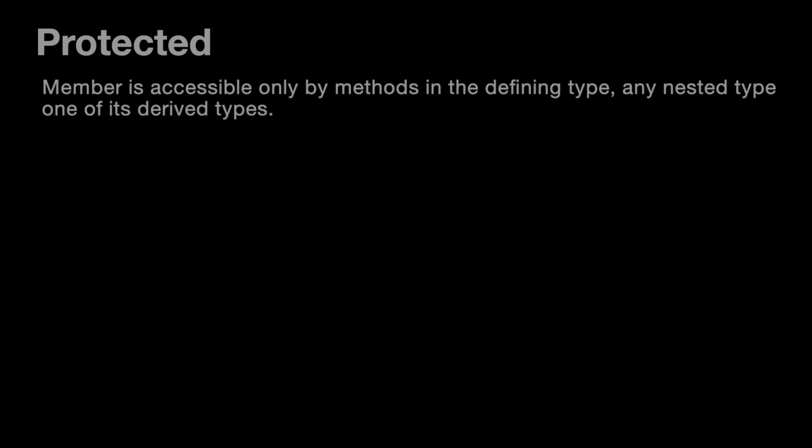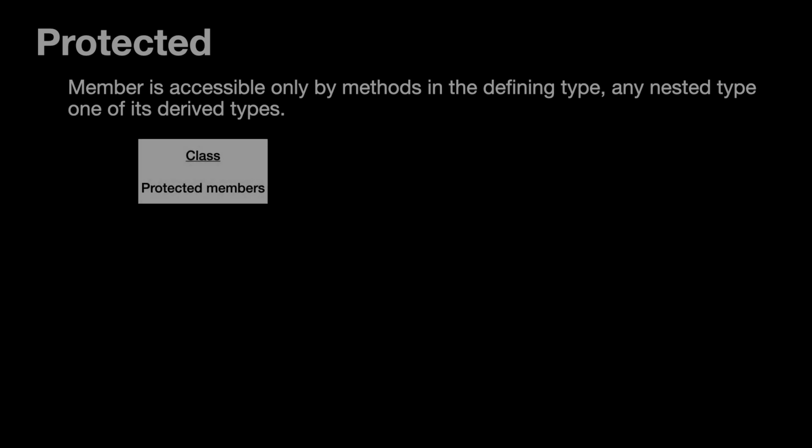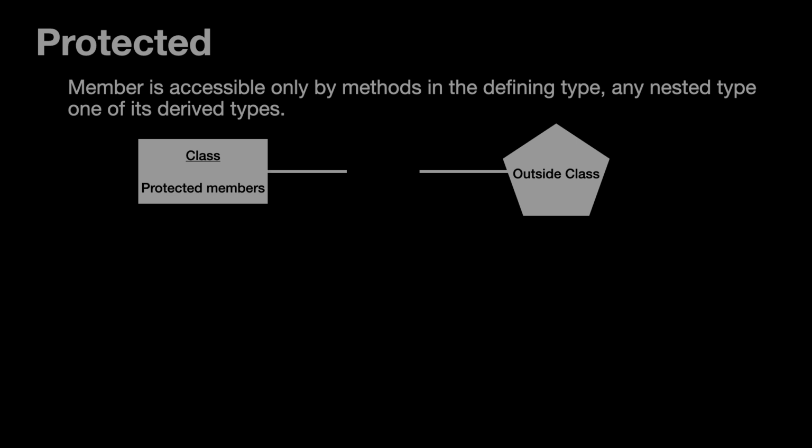Next we will move to protected. In protected, any derived class, suppose one class is inheriting features of a base class, can access these protected members of its base class. For example, here we have an outside class and one class where protected members have been defined.